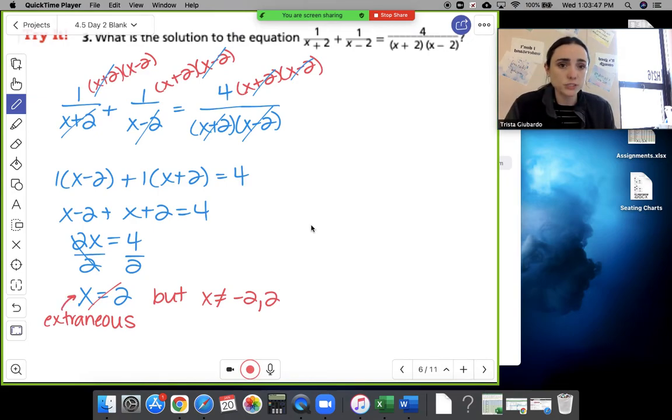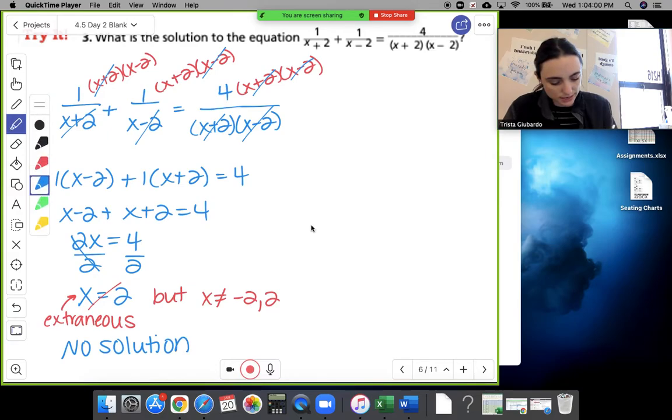So if your only solution ends up being extraneous, or even if you have two solutions but they both are extraneous, what that means is no solution. So it is possible to have no solution on this if your answers end up being extraneous and there isn't a non-extraneous answer.